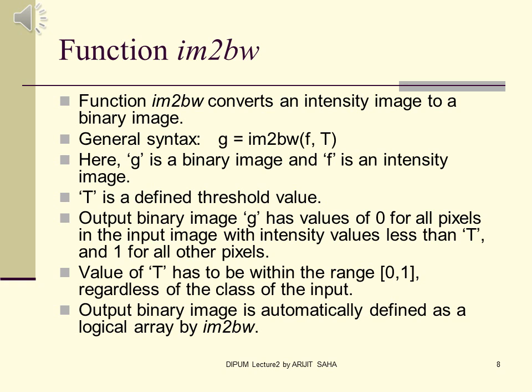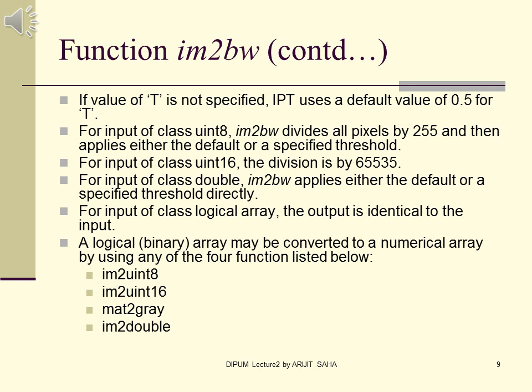The value of T has to be within the range 0 and 1 regardless of the class of the input. The output binary image is automatically defined as a logical array by im2bw. But if the value of T is not specified, then IPT uses a default value of 0.5.